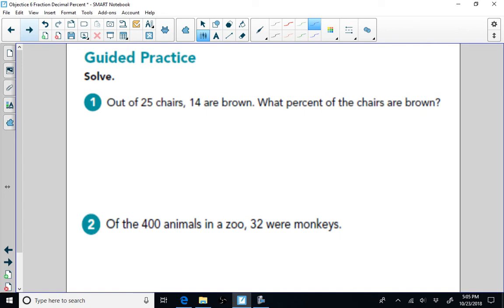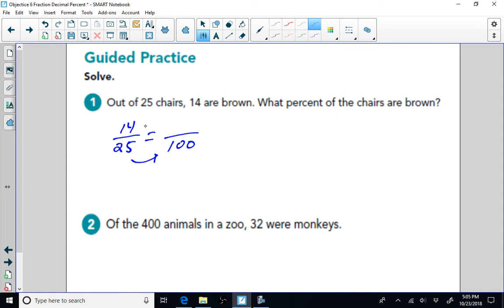Out of 25 chairs, 14 are brown. What percent of the chairs are brown? We start with our first fraction. 14 out of 25 are brown. I want to know how many out of 100 are brown, because the word percent means out of 100.